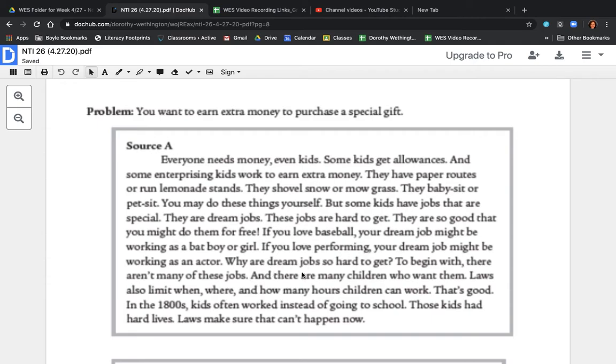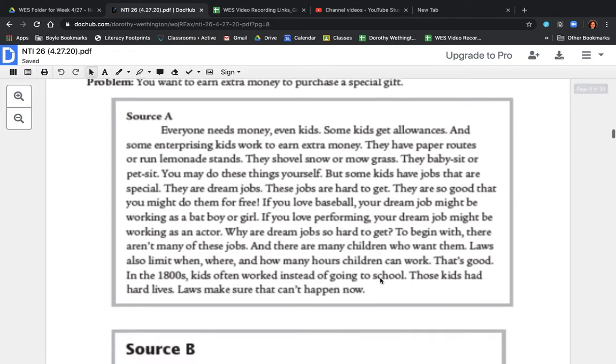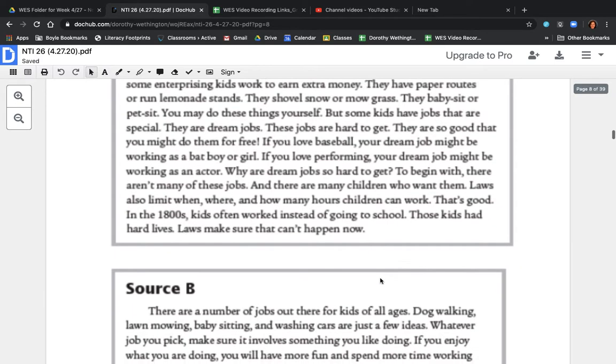Why are dream jobs so hard to get? To begin with, there aren't many of these jobs, and there are many children who want them. Laws also limit when, where, and how many hours children can work. That's good. In the 1800s, kids often worked instead of going to school, and those kids had hard lives. Laws make sure that can't happen now.